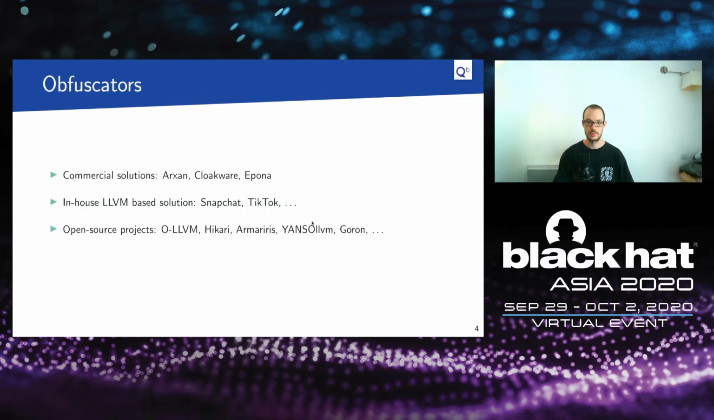To protect and to obfuscate, there are different solutions. There are commercial ones such as Arxan, Cloakware, or Epona. Some app developers also use in-house obfuscators, which is the case for Snapchat or TikTok. And there are some open source projects such as OLLVM or Ikari.